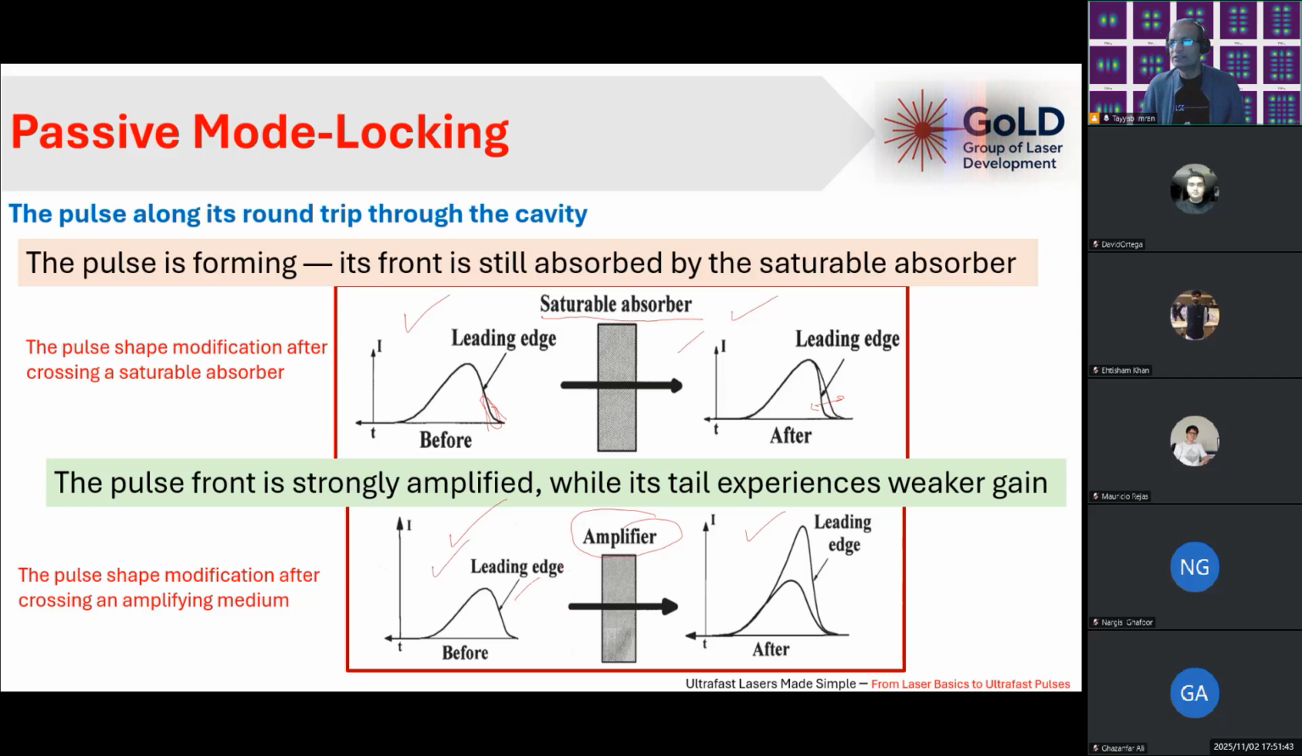So it means that the amplifier is increasing the peak power and the strength of the pulse. And after that, the saturable absorber squeezes this pulse by absorbing the low intensity portion of the pulse. Okay, and this is how it works, and you get a shorter pulse.